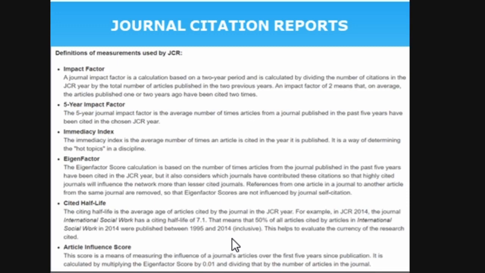And there is an article influence score. This is for a particular article, okay? It covers the journal's articles over the first 5 years since publication. So if I am publishing this article in 2020, it means up to 2025, the first 5 years since publication. It is calculated by multiplying the Eigenfactor score by 0.01 and dividing that number by the articles in the journal. See, these are some of the parameters for calculating. When you see an article with all these parameters, you will definitely understand how to calculate this. But remember, these are just metrics. These metrics alone do not determine the quality of research. Remember that, okay? So these are the metrics used by this.